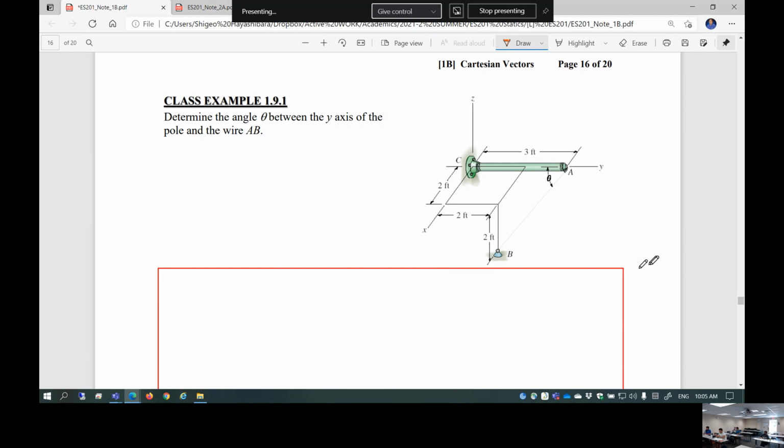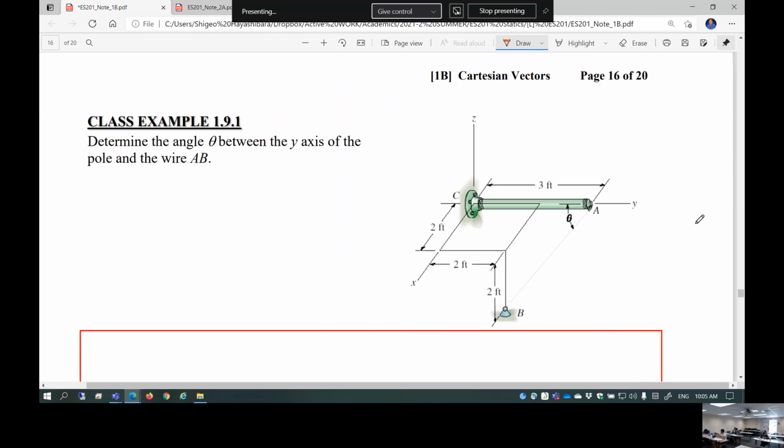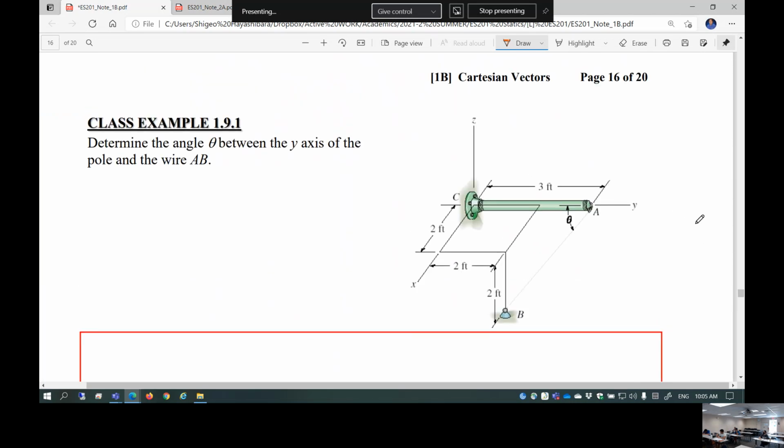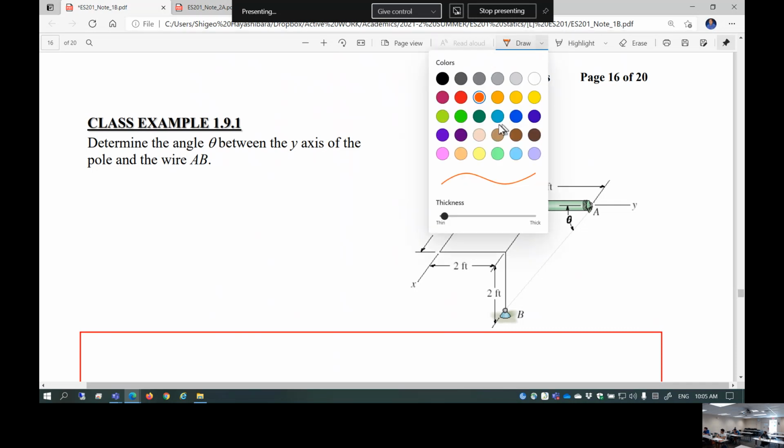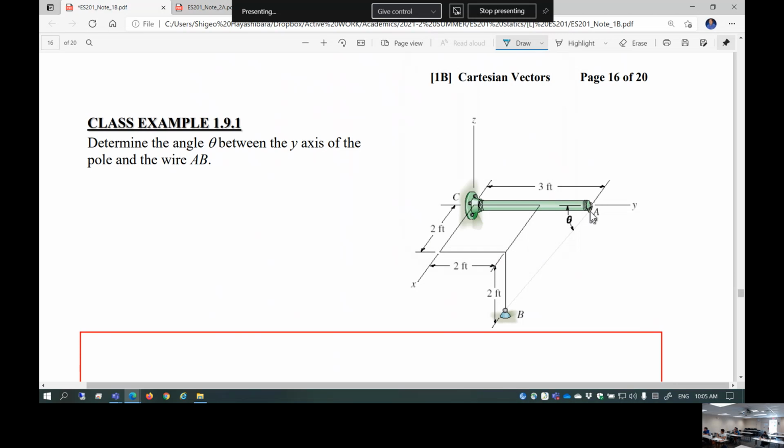So let's take a look at your note. This is class example 191. Let me zoom in a little bit more. Determine the angle theta between the y-axis of the pole and the wire AB. Can you see the wire AB? It's kind of faint, so let me redraw wire AB again. This is wire AB.